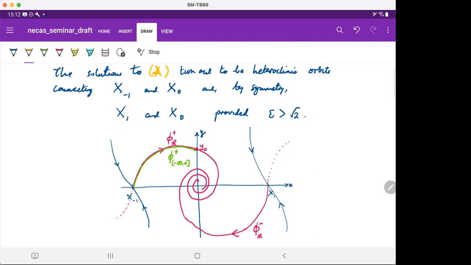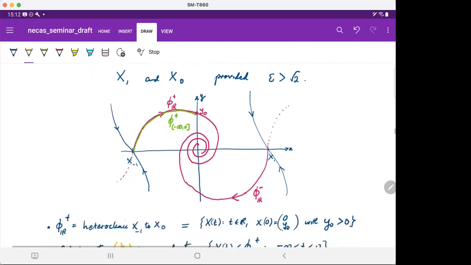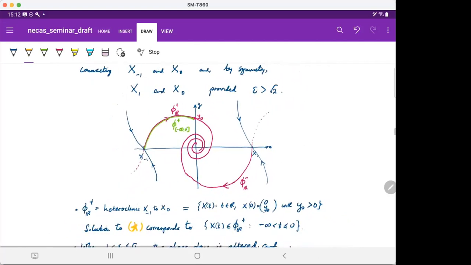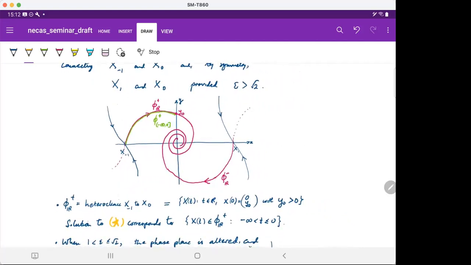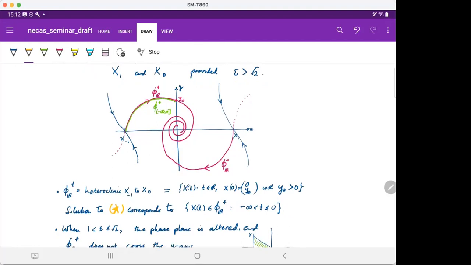So that's in the case that epsilon is bigger than root 2. And I think that beneath this picture, I've got some definitions. Okay, so the phi r plus is the heteroclinic as shown. And the solution to star corresponds to a restriction of that to the green curve, if you like. Okay, so that's when epsilon's bigger than root 2, and so that's when we get these buckling solutions.